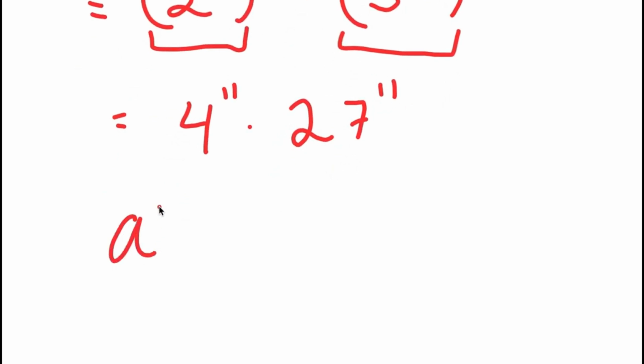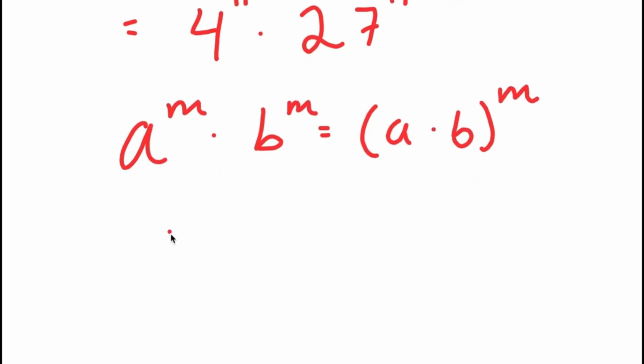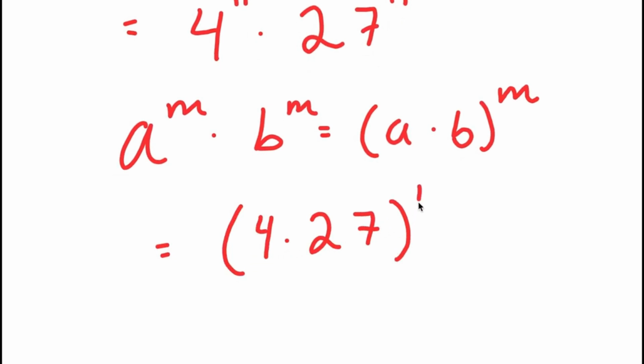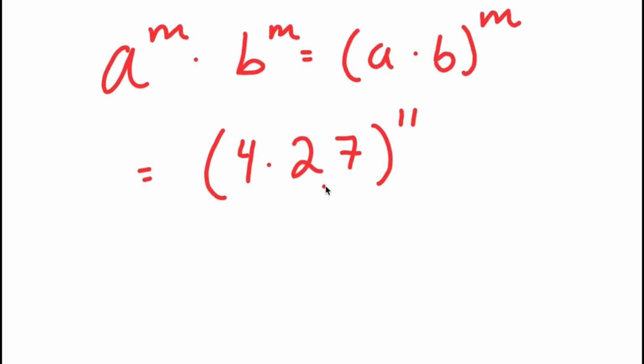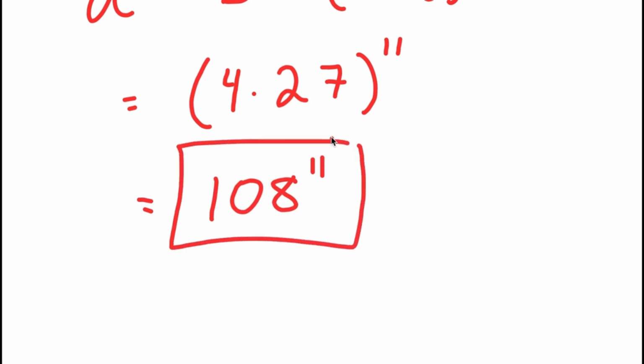And now if I have something in the form a to the power of m times b to the power of m, this is equal to a times b to the power of m. So 4 to the power of 11 times 27 to the power of 11, this is equal to 4 times 27 to the power of 11. And now 4 times 27, that's going to equal 108. So now I have 108 to the power of 11. And this is my final solution to this problem.